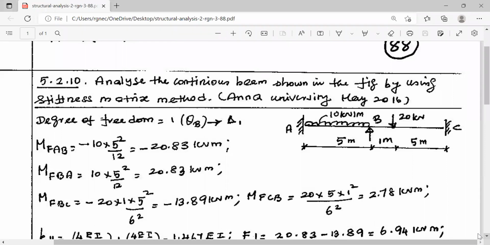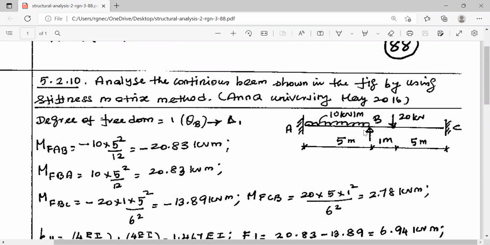Hello friends, now we will see one university question on the matrix displacement method. This university question is for Anna University, May 2016. It is a two-span continuous beam. A is a fixed support, B is simply supported, C is again a fixed support.